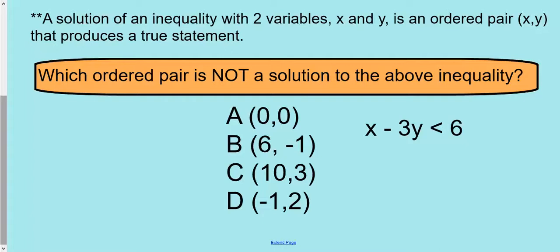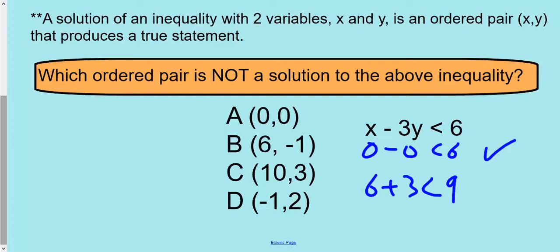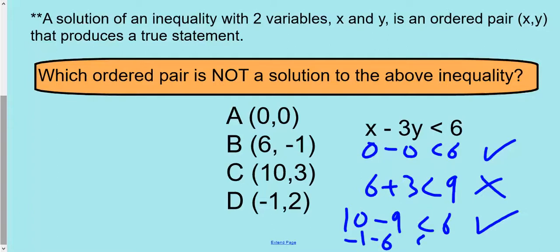So if I plug in 0, 0, 0 minus 0 is less than 6, that's true. If I plug in 6 and negative 1, that makes positive 3 less than 9, that's 9 is less than 9, that's false. I'm just going to double check the other ones. 10 minus 9 is less than 6, that's true. And then negative 1 minus 6 is less than 6, also true. So it is in fact option B here.